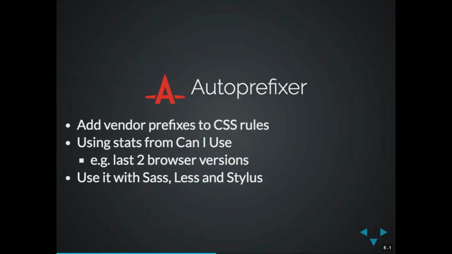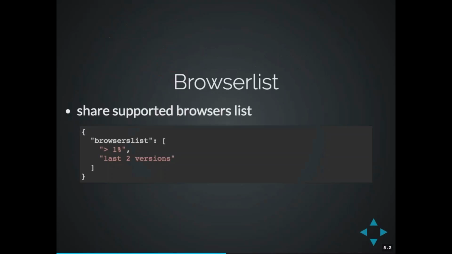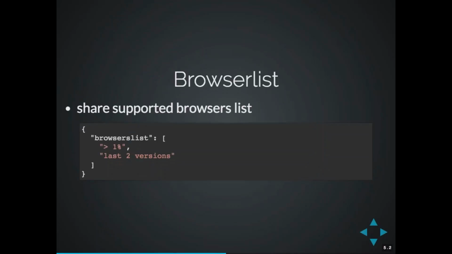So you can use it based on the stats from Can I Use. You can say I'm only interested in the last two browser versions, so only put prefixes in for those browsers. Or you can use this Browserslist plugin to say, oh, actually only give me the ones that have over 1% market share and are the last two versions. So you can change this to like country as well.